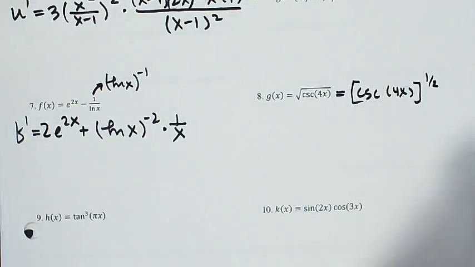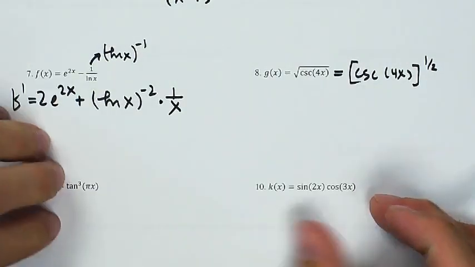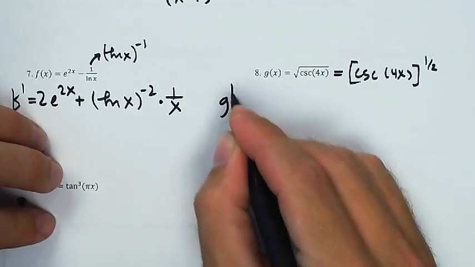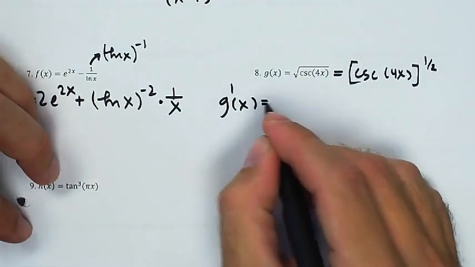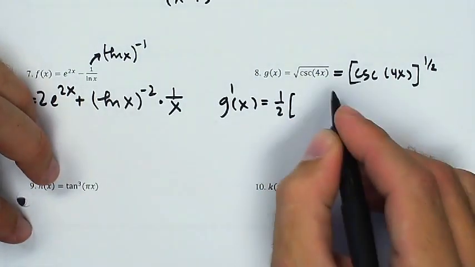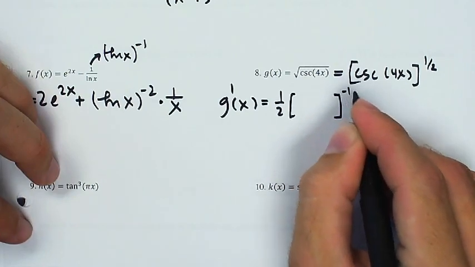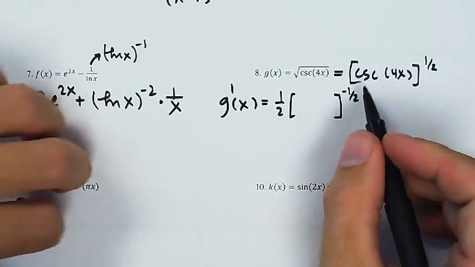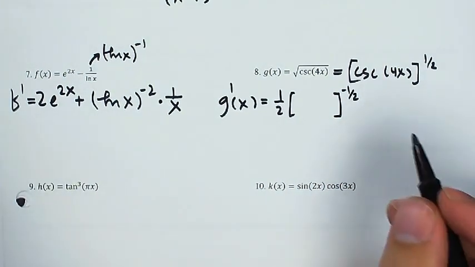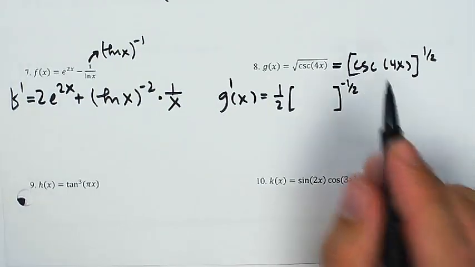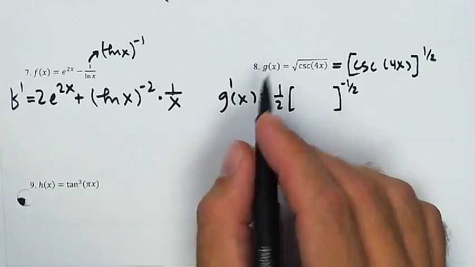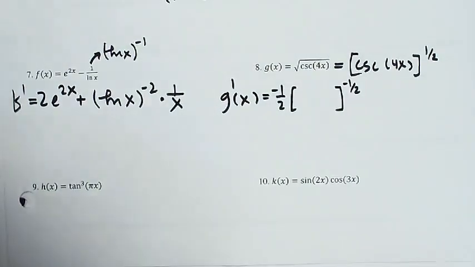Okay, I'm going to rewrite this one as a power before I start. I'm going to then take the derivative. I'm going to start with the outside. That's the power situation. That's going to be 1/2 times that thing to the negative half times the derivative of that thing. And I'm realizing now that the derivative of cosecant is negative cosecant x cotangent x.